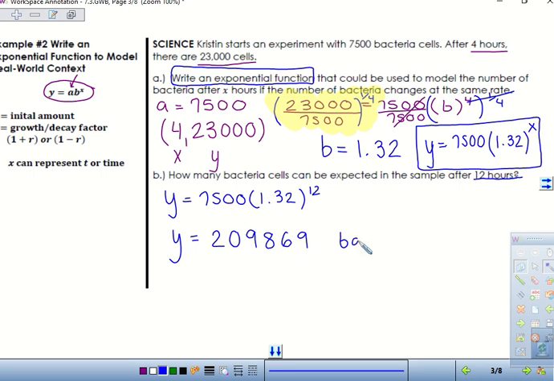Now, you're going to notice that I didn't leave any decimal places on this one because we're talking about bacteria cells and you can't have part of a bacteria cell, okay? That means the other ones just haven't developed yet. So any questions about that?